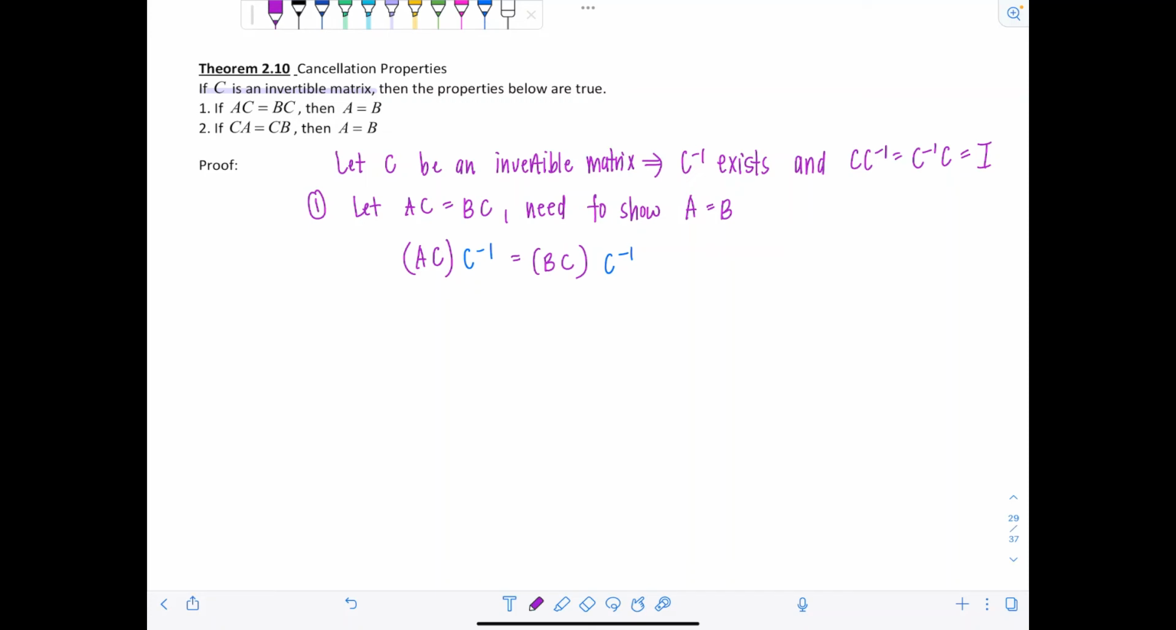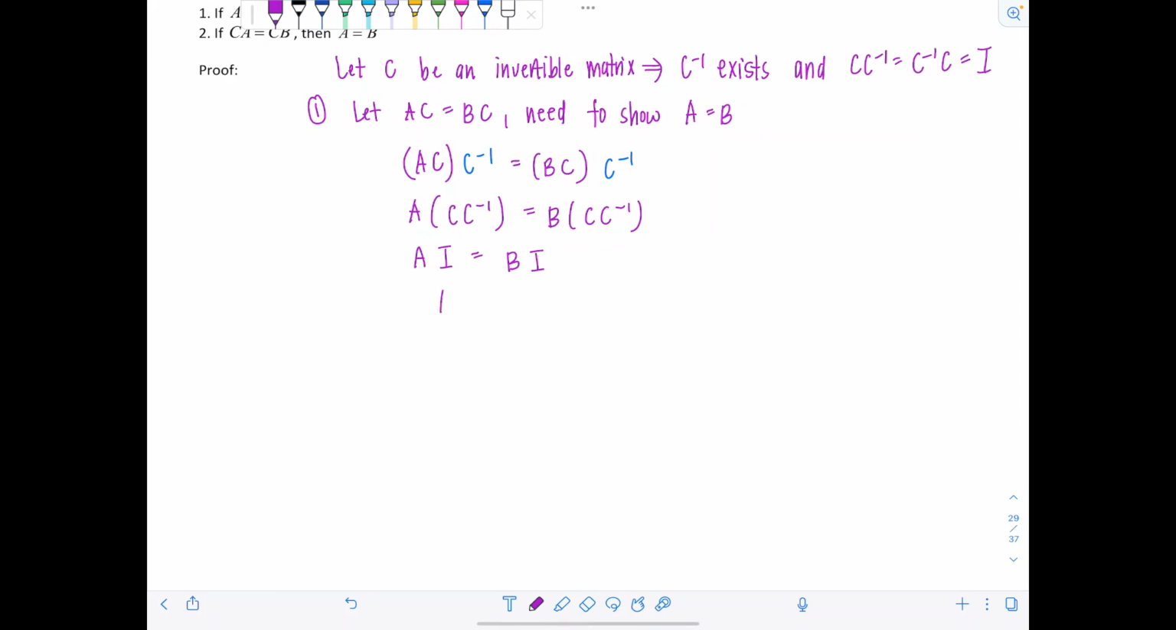Wrong. Okay, now associative property time. A times C C inverse equals B times C C inverse. Then I have A times the identity matrix equals B times the identity matrix. And I'm left with A equals B, which is what we wanted to show. What did I just do there? I'm done. It's satisfying, let me tell you.